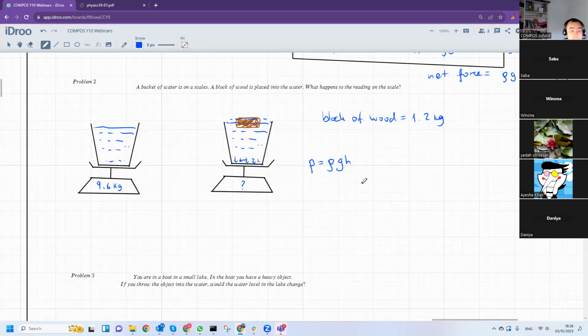Yes, so the water level increased. So the pressure on the bottom has increased.